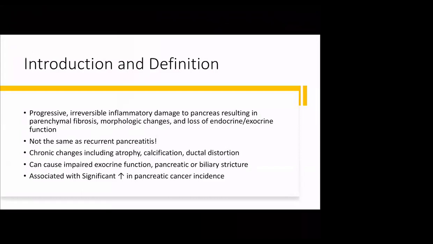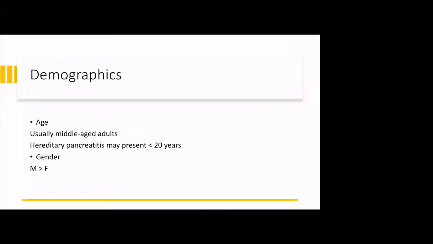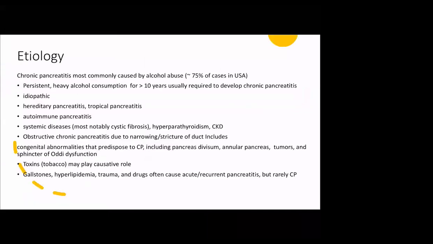The chronic changes include atrophy, calcification, and ductal distortion, and it can cause impaired exocrine function, pancreatic or biliary stricture, and it is associated with a significant increase in pancreatic cancer incidence. It usually affects middle-aged adults, and in hereditary pancreatitis, it may present below 20 years of age. It affects males more than females.